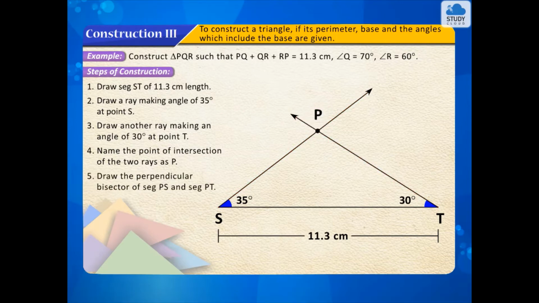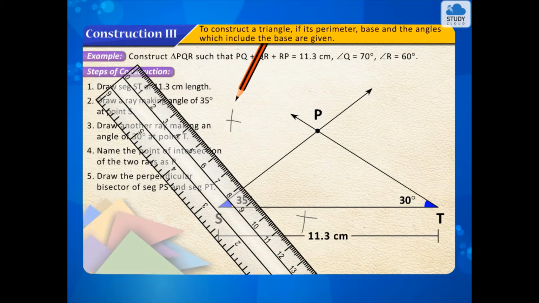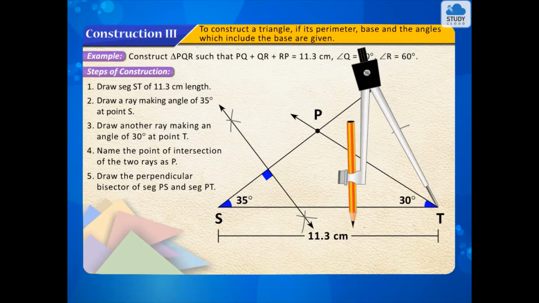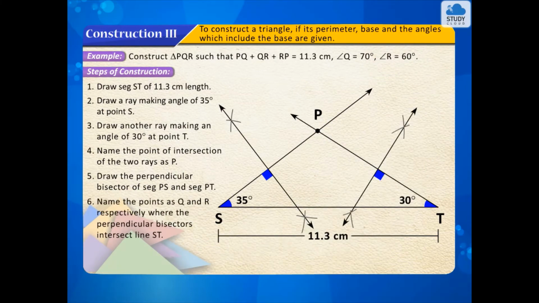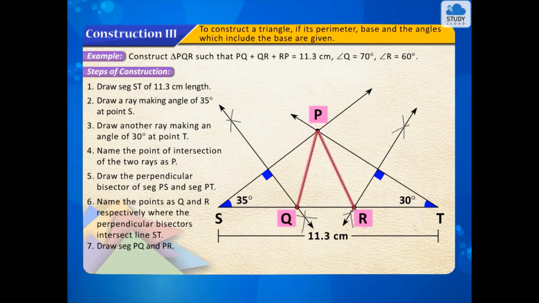5. Draw the perpendicular bisector of segment PS and segment PT. 6. Name the points as Q and R respectively, where the perpendicular bisectors intersect line ST. 7. Draw segment PQ and segment PR. Triangle PQR is the required triangle.